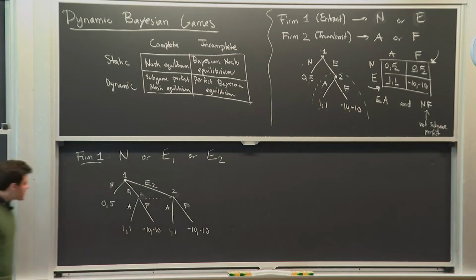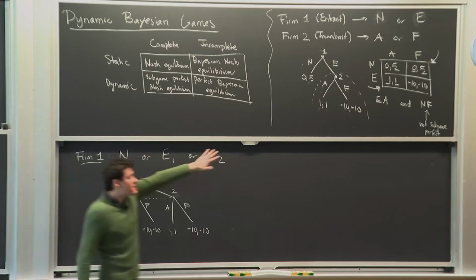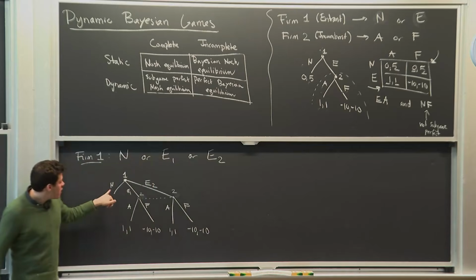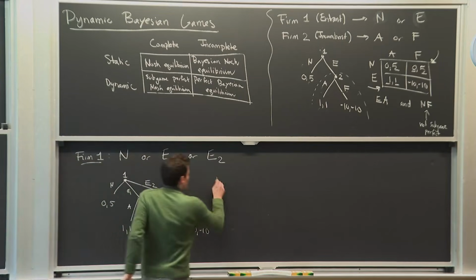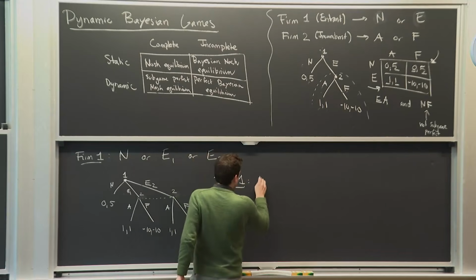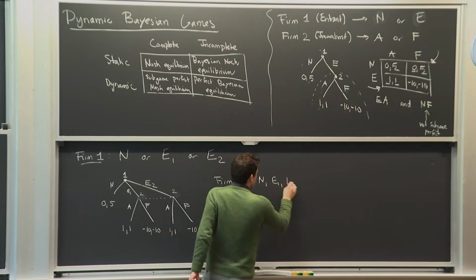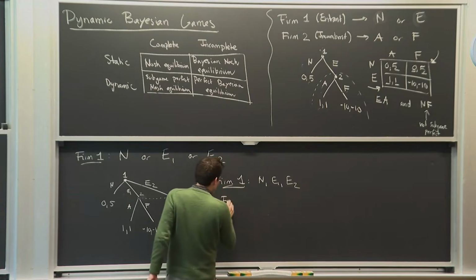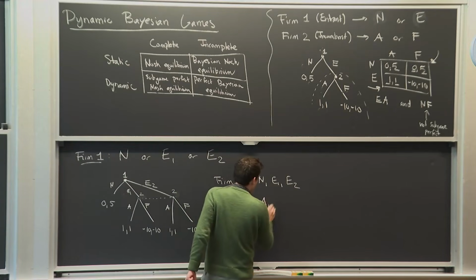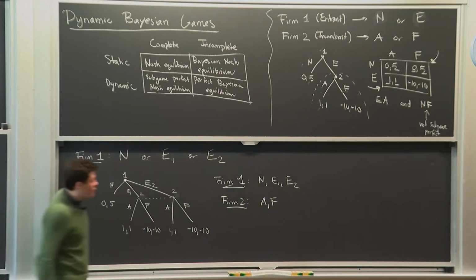Okay? And now, let's think of the strategies in this game. It turns out the strategies in this game are exactly the same as the strategies over here. Firm 1 is still choosing. For firm 1, it's slightly different. My mistake. So firm 1 is choosing between N, E1, and E2. And firm 2 is still choosing accommodate or fight. It's the same for firm 2, but it's slightly different for firm 1.